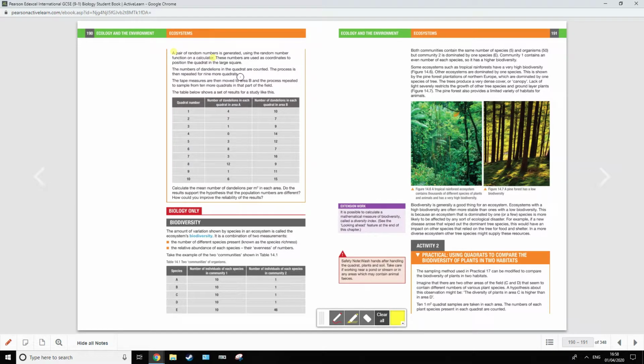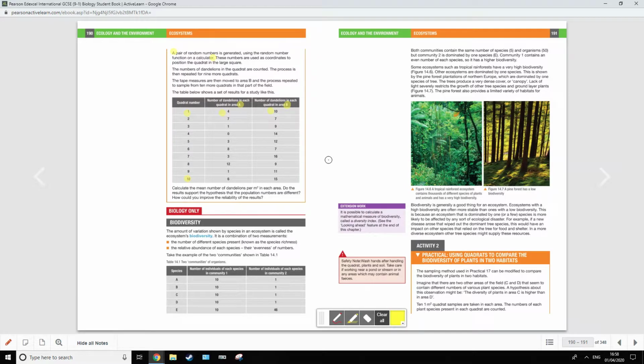The number of dandelions in the quadrat are counted. The process is then repeated for 9 more quadrats, like I said. The tape measures are then moved to area B, and the process repeated to sample from 10 more quadrats in part of the field. The table shows a set of results for a study like this. So you did 10 quadrats for each area. And then you got some numbers. In quadrat 1 in area A, you have 4. In quadrat 1 in area B, you have 10.